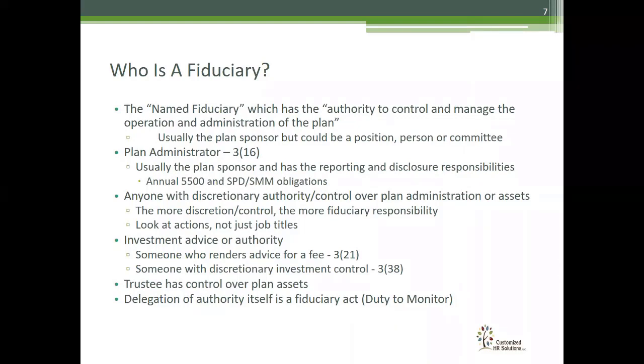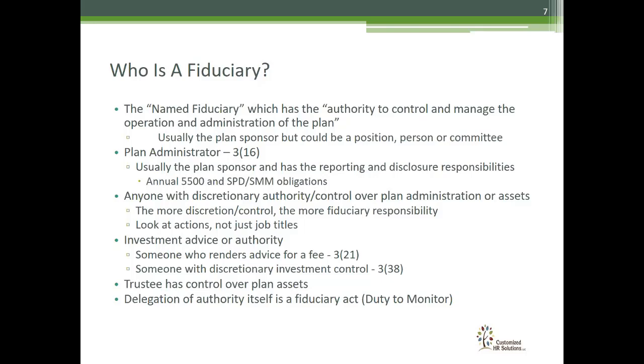Overseeing the operation and administration of the plan is obviously a functional responsibility. The 316 plan administrator is the one that has the statutory obligation to comply with the reporting requirements of filing 5500 and the summary plan descriptions, et cetera. Again, they're often consolidated in the sponsor, but really, you know, these responsibilities are very personal. So often it flows through the entity to the individual that is actually carrying out the functions.